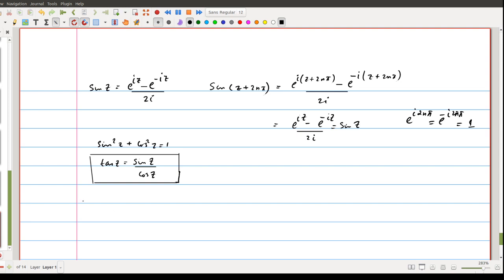In the next session, section 35 deals with another interesting function on complex variables, that is hyperbolic functions, the hyperbolic complex functions.